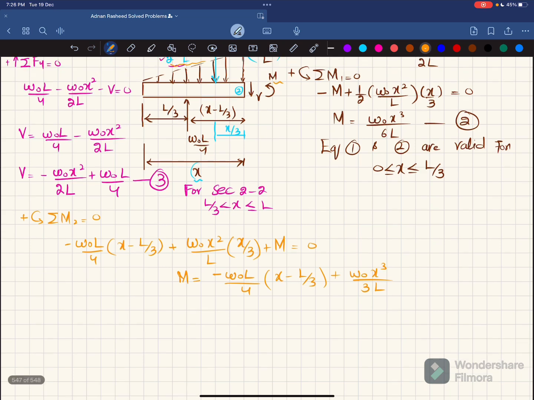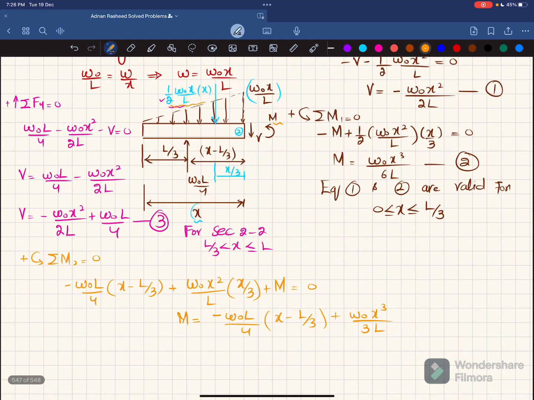Okay, just wait a minute. This is W naught X square over 2L. So this will become equal to 6L. Okay, now it's okay. Then M will be equal to, this will be positive and this will become negative. Okay, so this is your equation number 4.